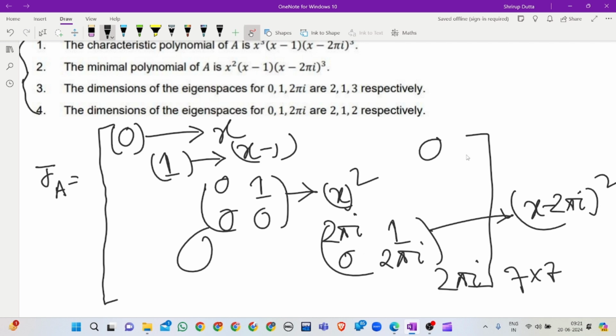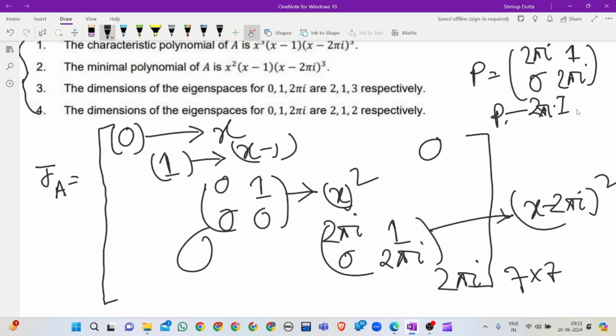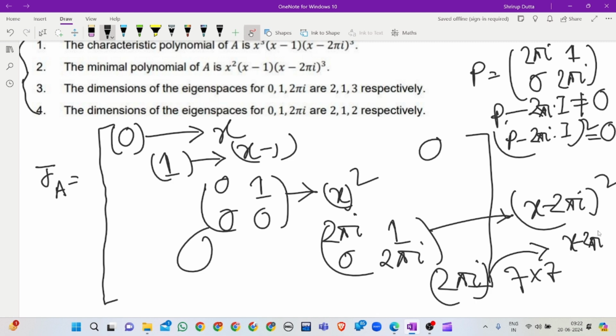Since if we take the matrix P as 2 pi I, 1, 0, 2 pi I, then P minus 2 pi I into identity is not a zero matrix, but P minus 2 pi I into identity square is the zero matrix. So its characteristic polynomial is x minus 2 pi I square. And for the last block we have characteristic polynomial x minus 2 pi I.